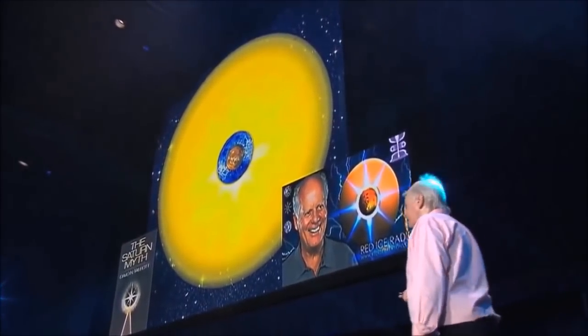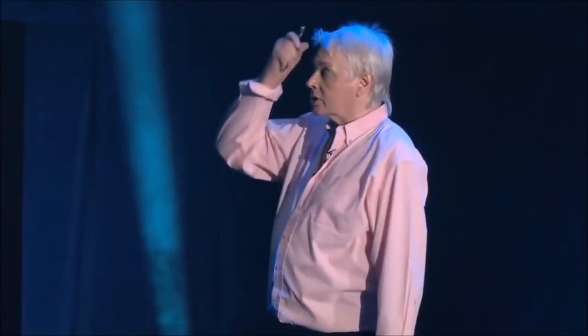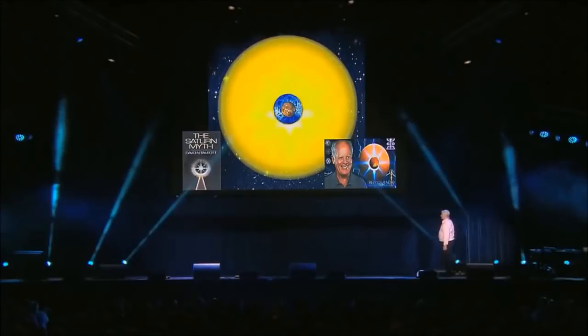Now, this is a fantastic book. I almost can't get it now, and if you can, it costs a fortune. But it represents a magnificent piece of research by this man, David Talbott, one of the people involved in the electric universe information. It's called The Saturn Myth.